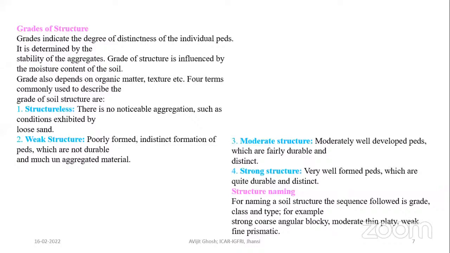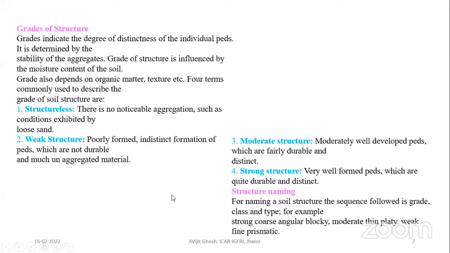That is, they are structureless. There is no noticeable aggregation, so you can identify the individual soil particles. Weak structure, that is poorly formed, indistinct formation of peds which are not durable, and much unaggregated material. Moderately structured soil, moderately well developed peds, fairly durable and distinct. And strong structure, very well developed, which are quite durable and distinct in nature.